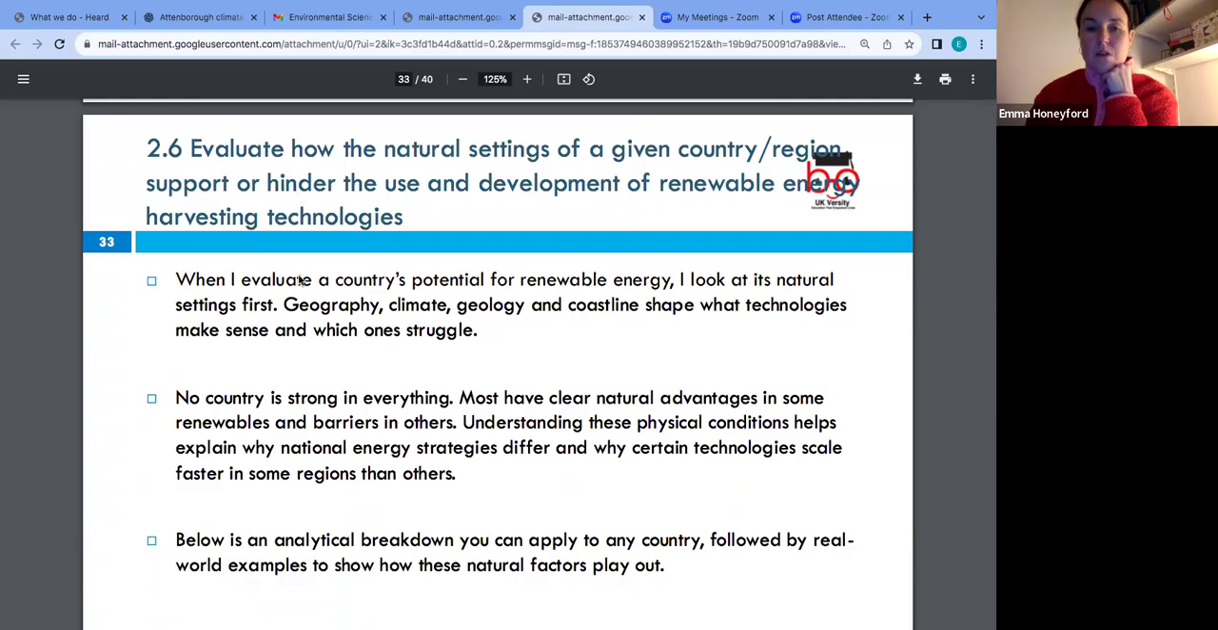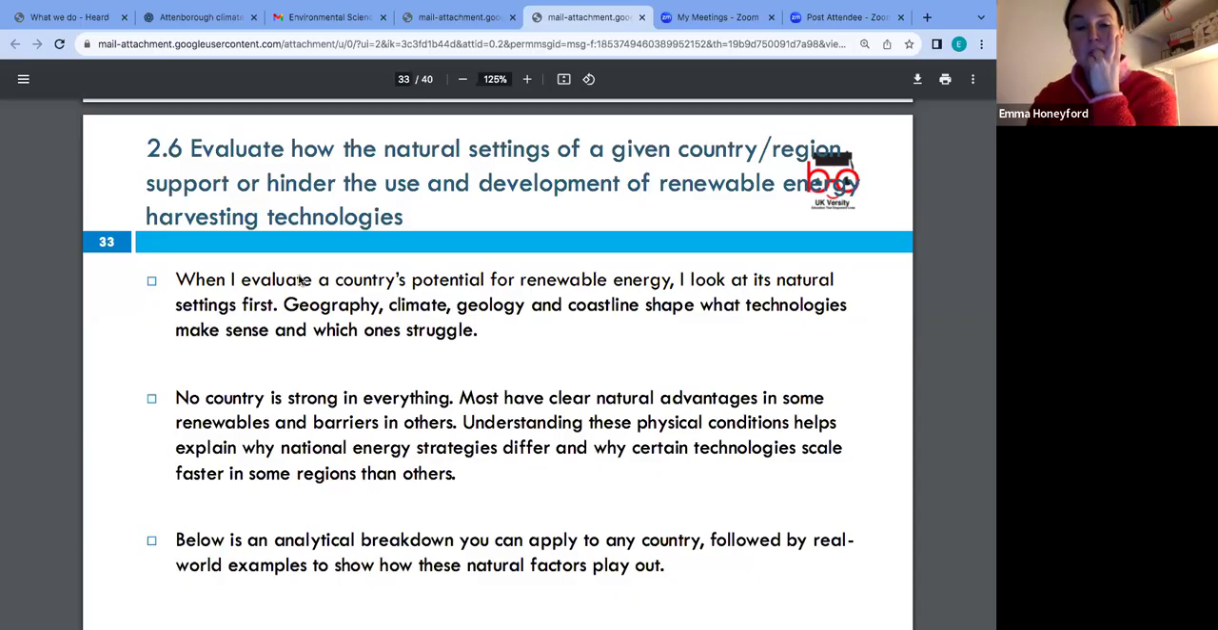So now we're going to talk about how it's important to evaluate. This is learning outcome 2.6. It's really important to evaluate how the natural settings of any given country or region, so the geography, may support or hinder the use and development of renewable energy. So when we look at a country's potential for renewable energy, it's important to look at its natural settings first. So its geography, climate, geology and coastline shape what technologies make sense and which ones will struggle.